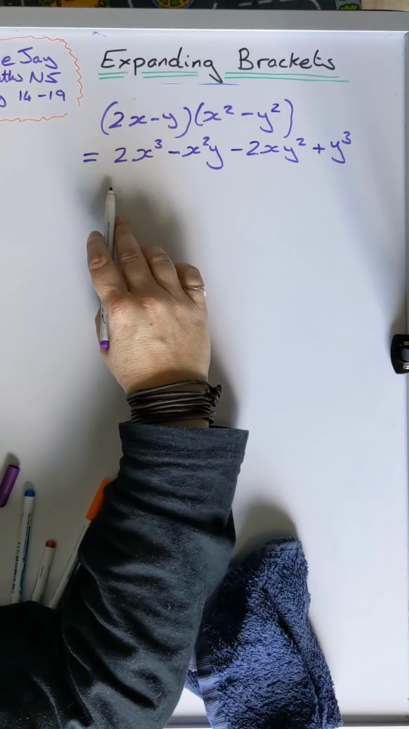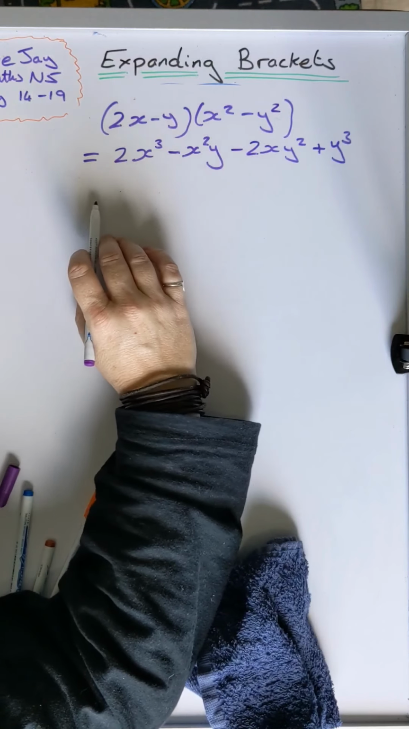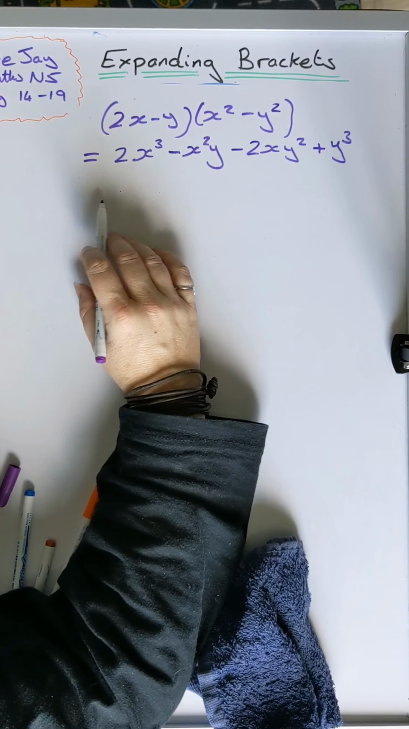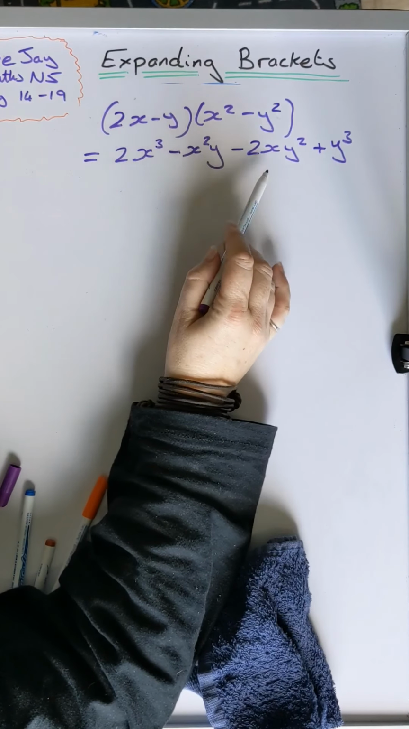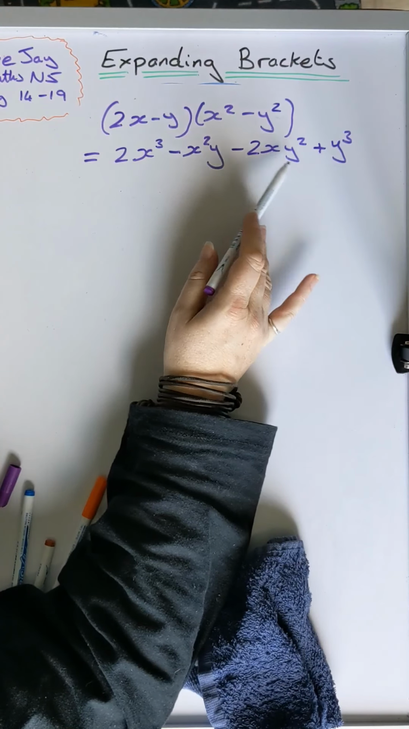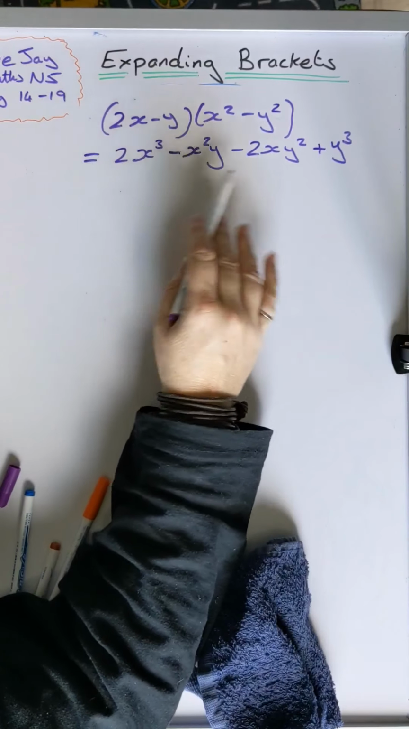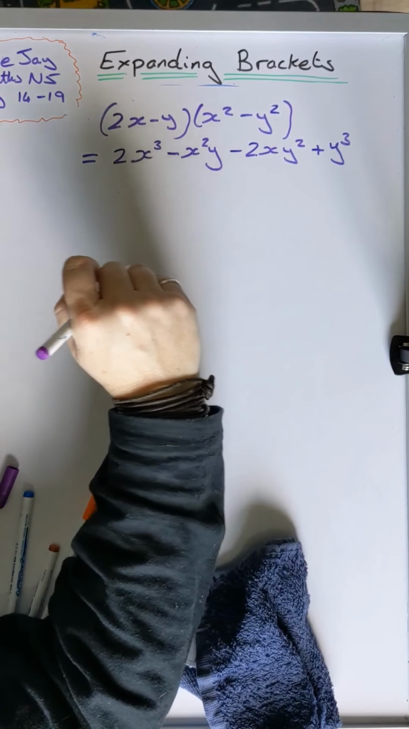Now I can't actually collect any like terms here because there are no like terms. X squared y is different from xy squared. So that would be the end of that.